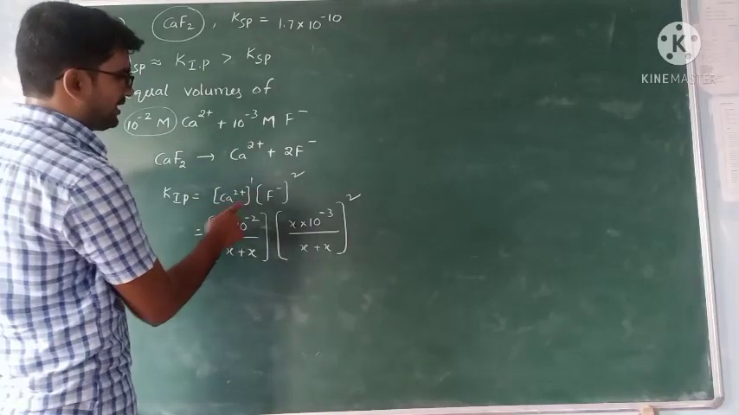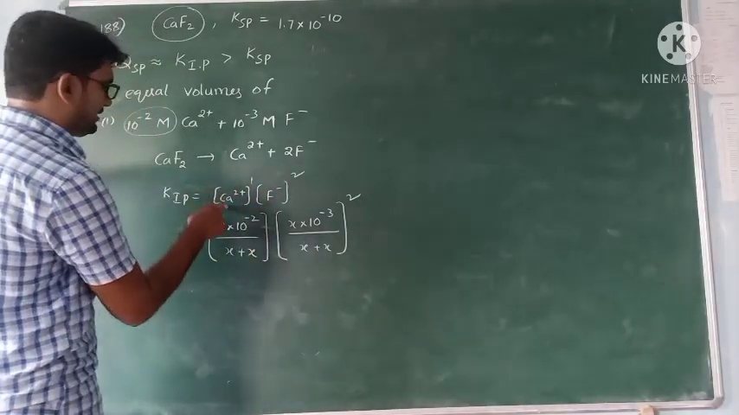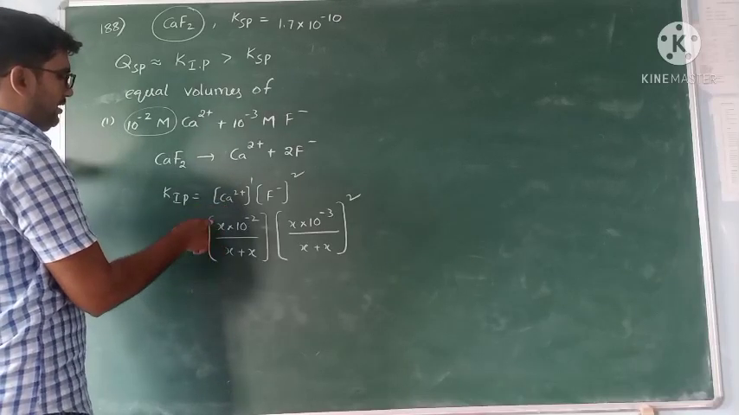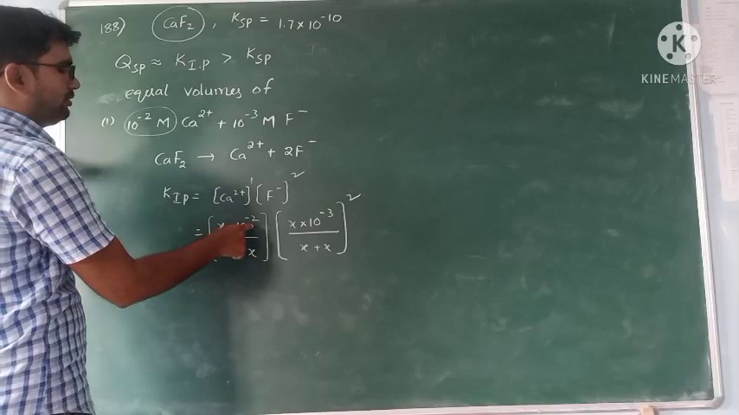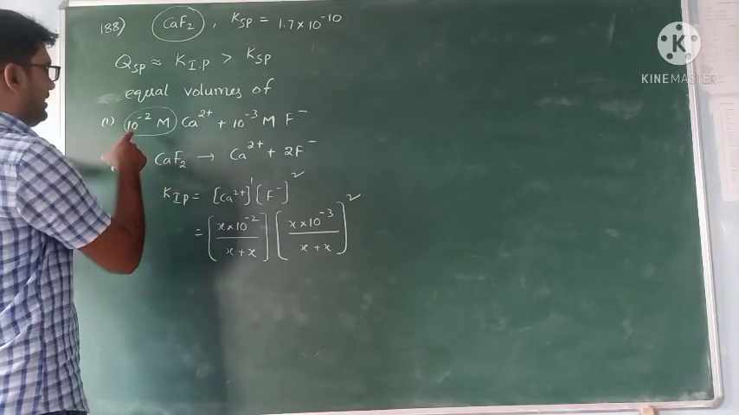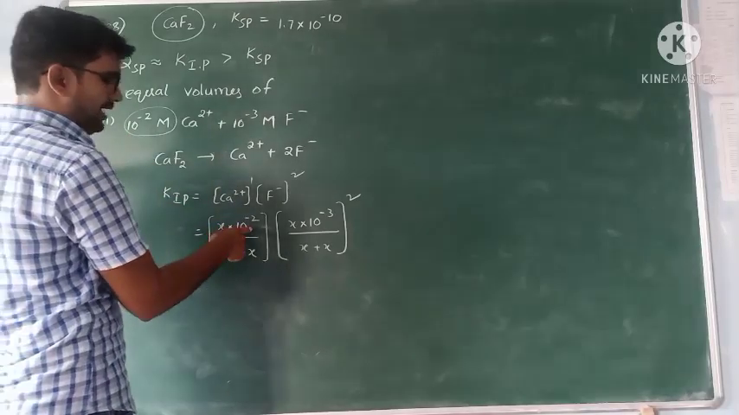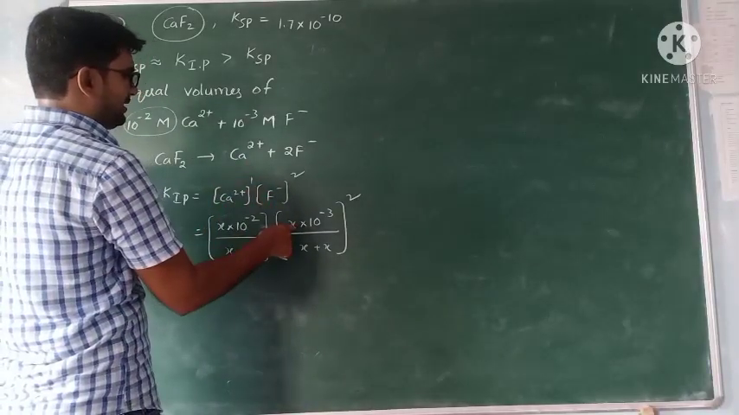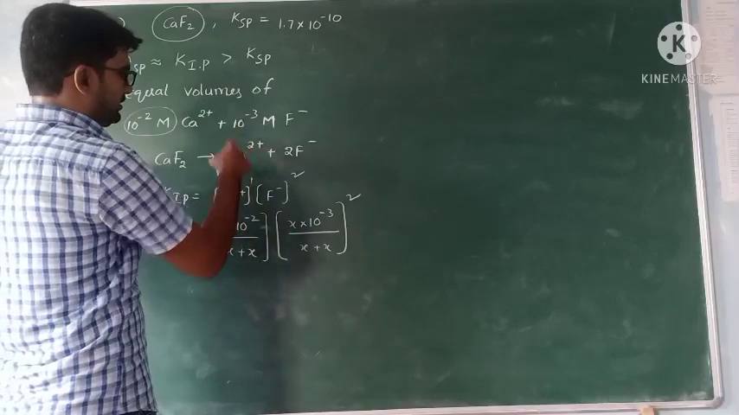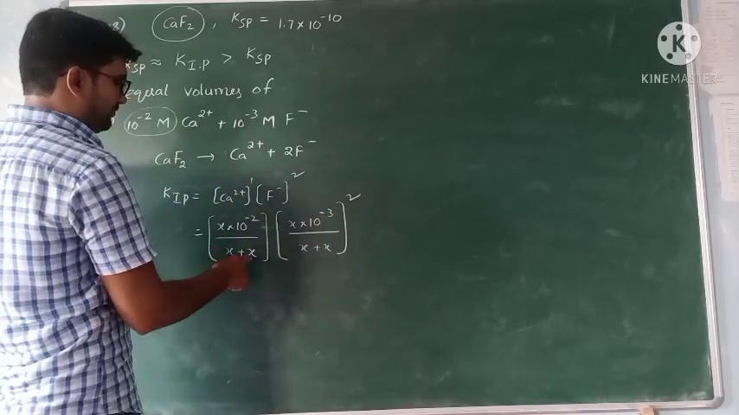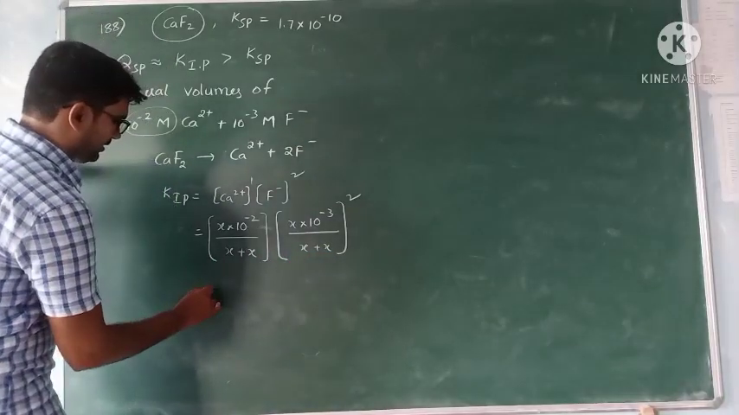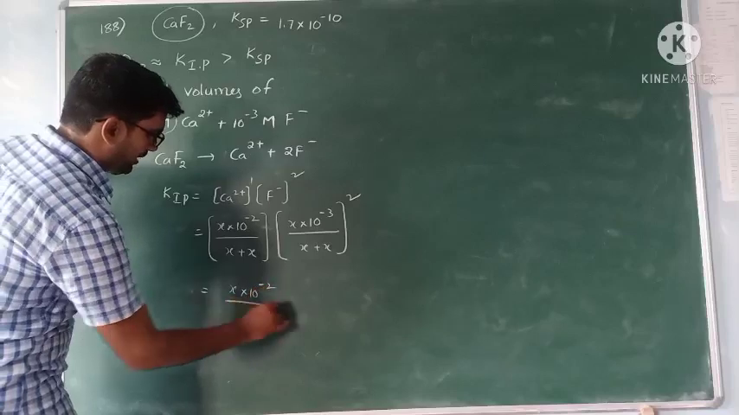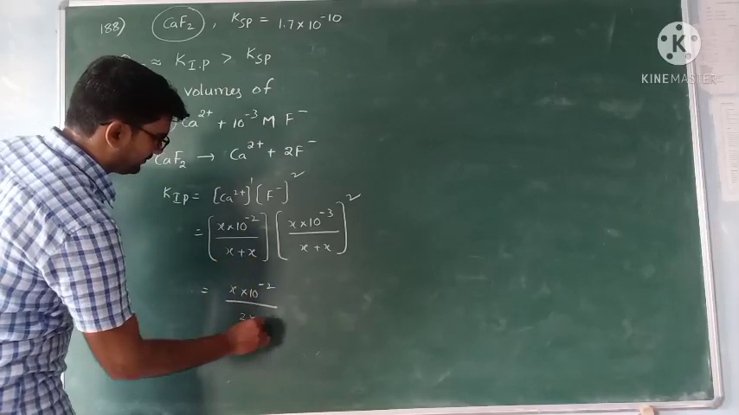Concentration of Ca2 plus means milli equivalence by total volume. Milli equivalence means volume into concentration. Volume X, concentration 10 to the power of minus 2. Concentration means that is molarity or normality. F minus volume X, V into N, concentration molarity is 10 to the power of minus 3. Total volume X plus X. So X into 10 to the power of minus 2 by X plus X, 2X.